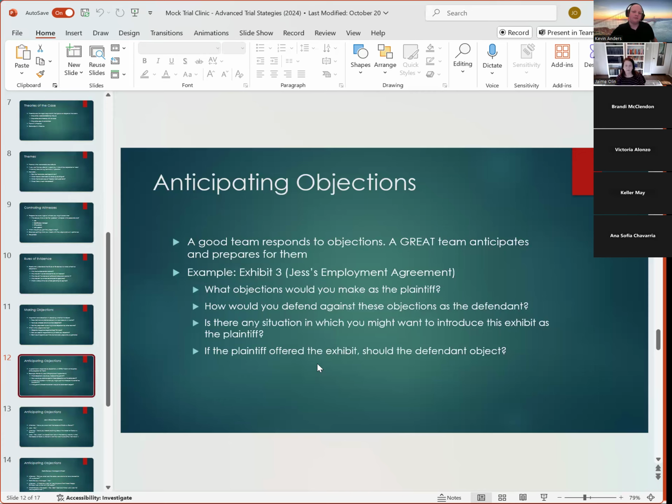So here's an example. Let's say Exhibit 3 in the case we're talking about is Jess's employment agreement. Now, if you're Jess and this is coming in through the defendant, through Cafe Bonjour, what objections could you make as Jess to allowing this employment agreement to come into evidence? Any thoughts on that?